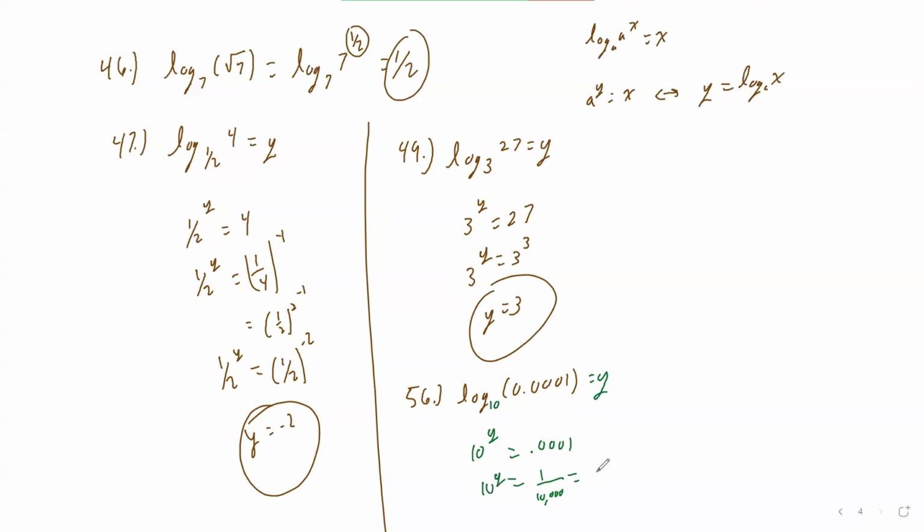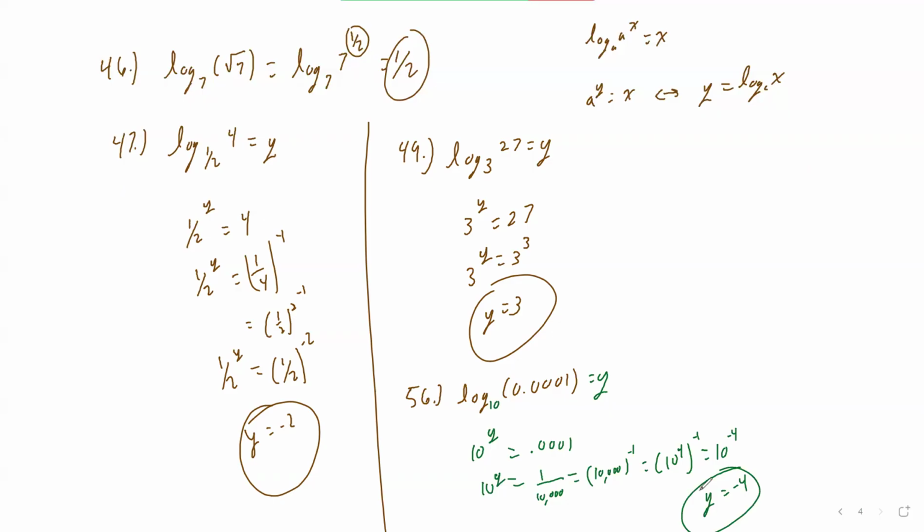So to make this look like that, I can say, all right, well, this is 10,000 raised to the negative 1. And then this will become 10 to the 1, 2, 3. So 10 times 10 is 100, times 10 again is 1,000, times 10 again is 10,000. So that would be to the 4th power, so negative 1. So that would be 10 to the negative 4th power. So I can see that y is equal to negative 4.